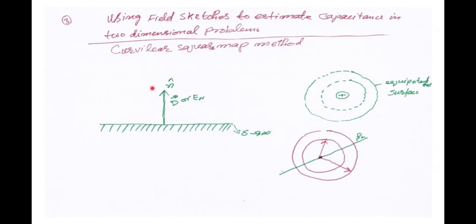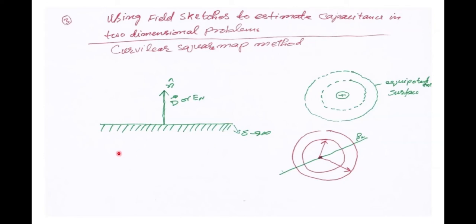Now let us discuss the curvilinear square map method. This is an approximate method. It is also known as the graphical map method to estimate the capacitance between two conducting boundaries, or how to use field sketches to estimate capacitance in two-dimensional problems. By two-dimensional boundaries, we mean that there is no variation in the direction normal to the structure.